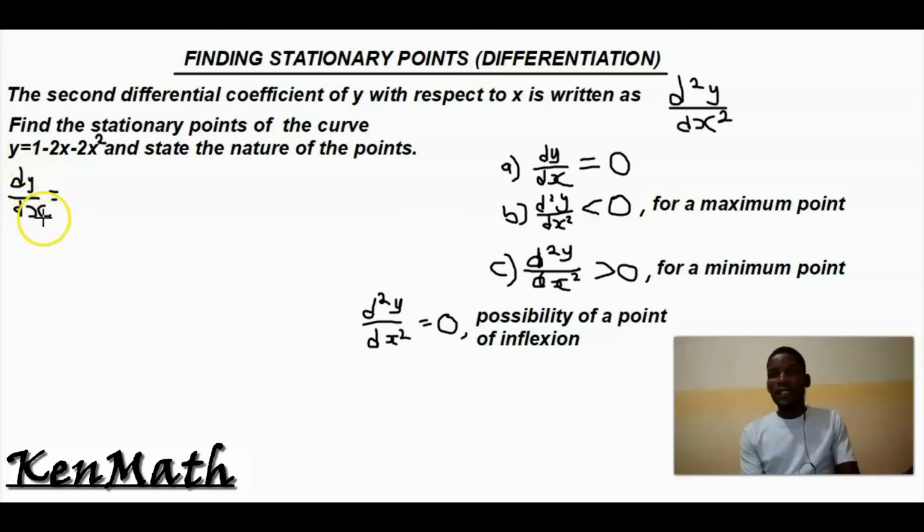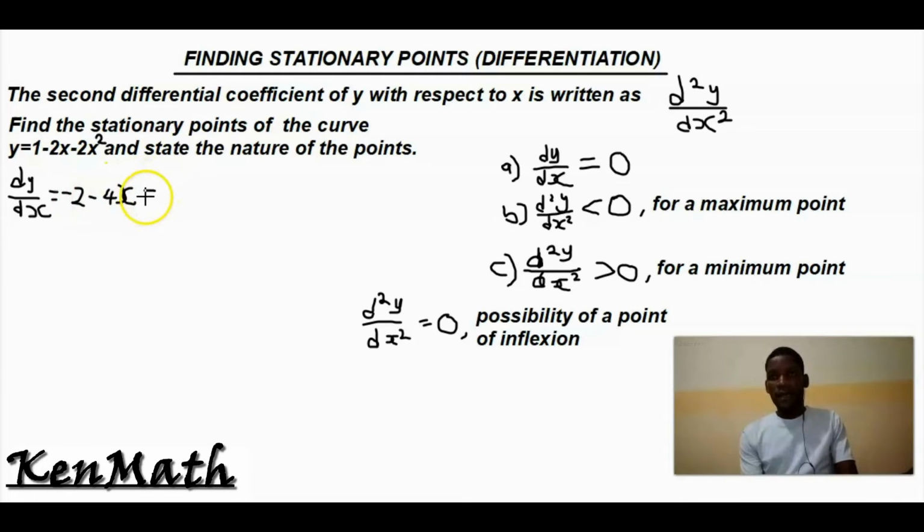Okay, so the dy over dx of a constant number is 0. The dy over dx of negative 2x is negative 2. The dy over dx of negative 2x squared, we're going to use the power rule, which says that it's negative 4. We multiply the power by the coefficient, which is 2, giving negative 4, and then from the power of x we subtract 1, so it gives us the power of 1.